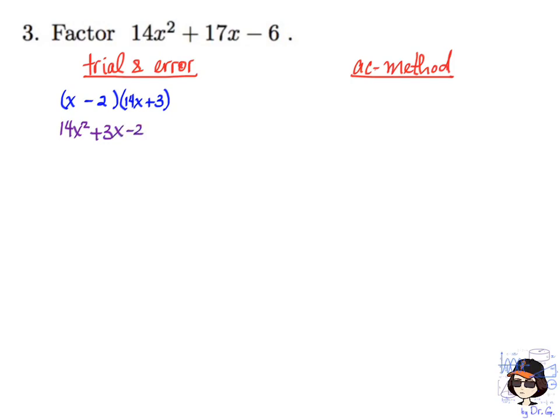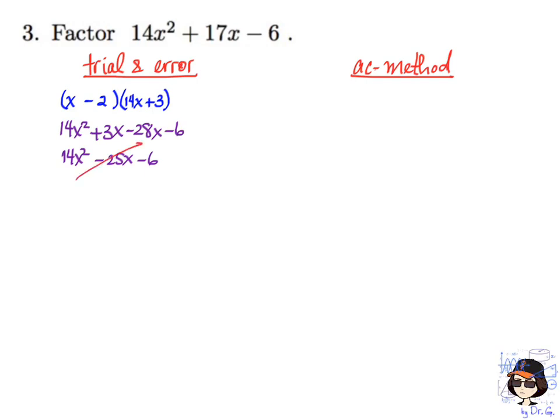So x times 14x is 14x squared. So 14x squared plus 3x minus 28x minus 6. And when we combine the middle terms, we get -25x. Okay, so the outer terms are fine, but the inside term needs to be +17x. This is negative 25x. So this isn't going to work for us. So let's look at another possibility.